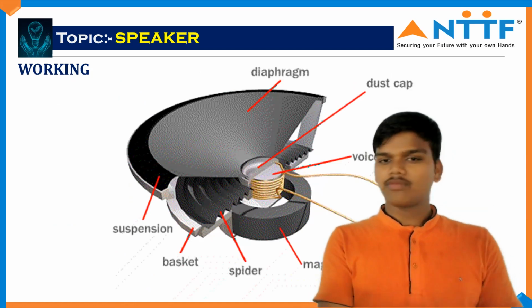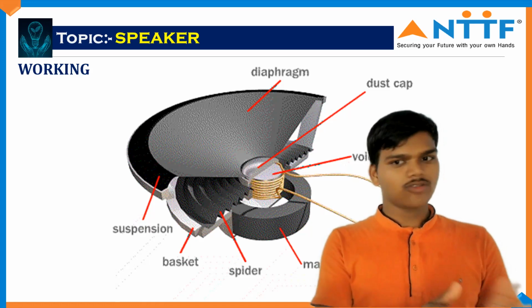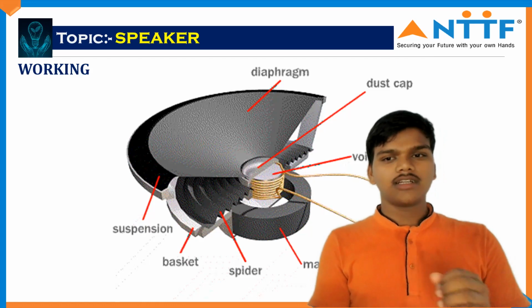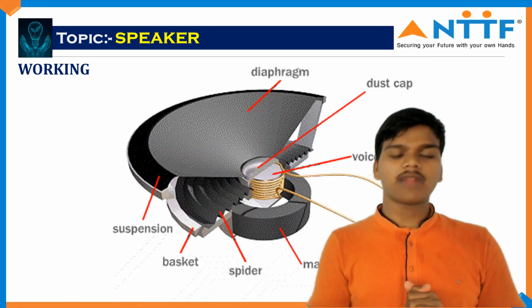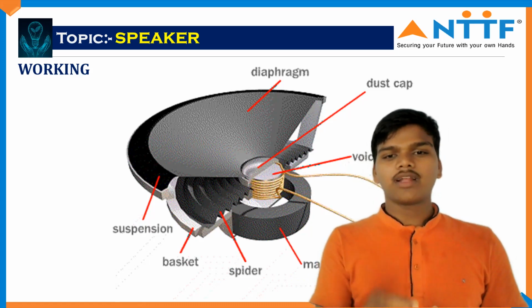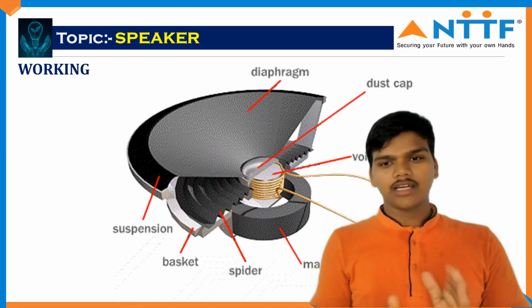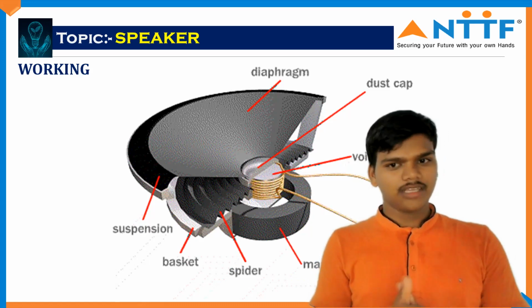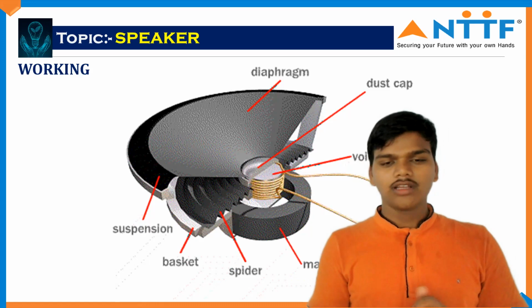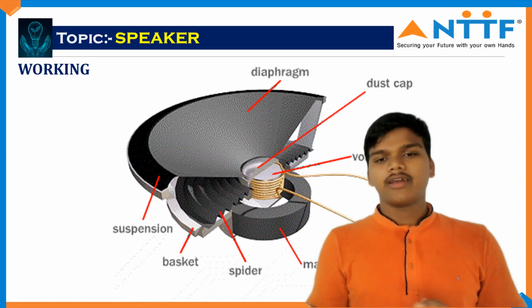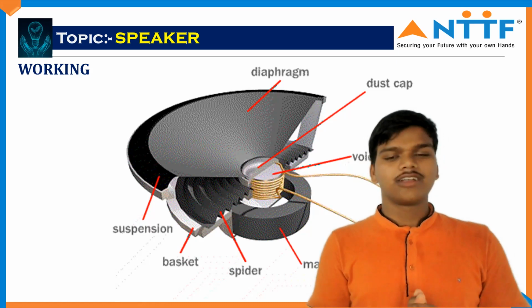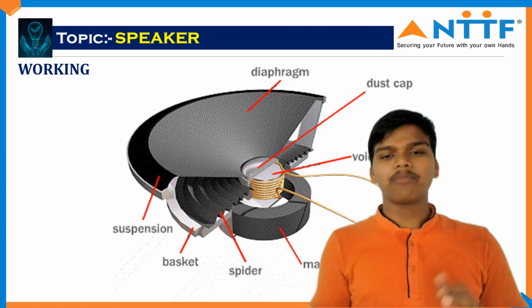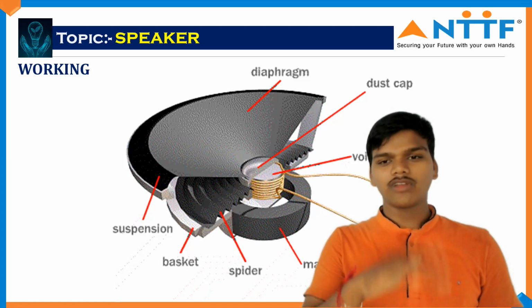Whenever the signal is applied to the voice coil, it creates its own magnetic field, so it also creates its own poles. As we know the basic law of magnetism, opposite poles attract each other and same poles repel each other. The same principle applies here. When the signal is applied, the poles will be created. According to the poles, if the poles are opposite, then the magnet will attract the voice coil, so the voice coil will move downward. If the poles are the same, then it will oppose the voice coil, so the voice coil will go in the upper direction. This happens very continuously, and due to this, the diaphragm will also vibrate.